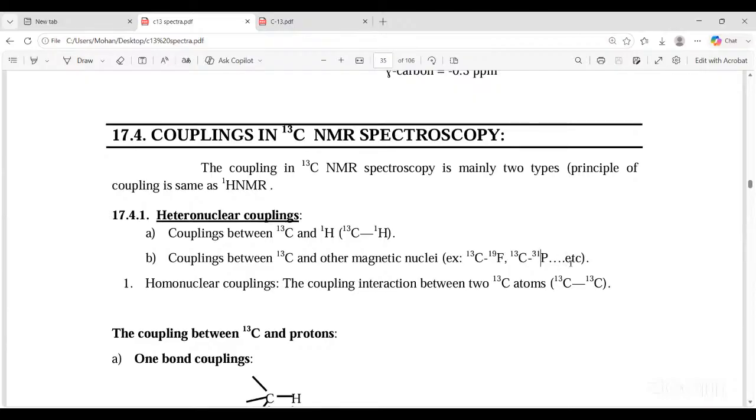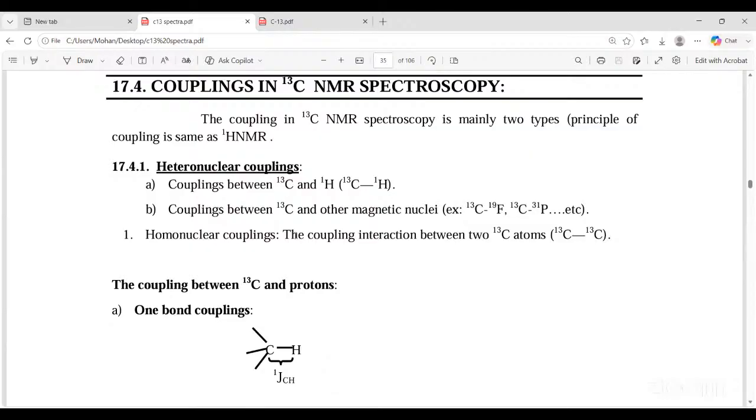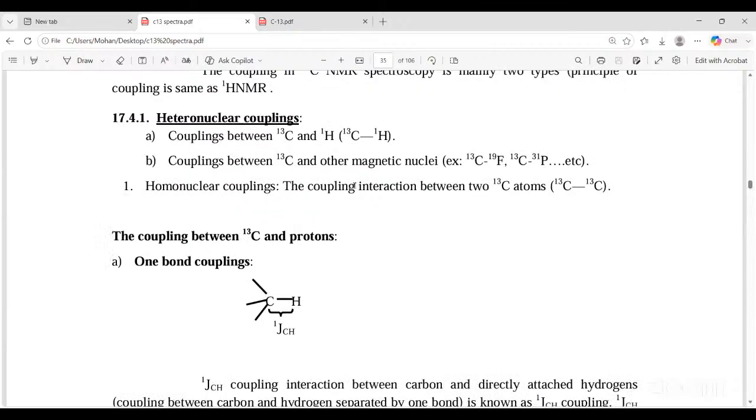And when it is attached to nitrogen, for example, then you can see the C13 and N15 couplings here. So based on the nuclei attached to that particular carbon, we classify the kinds of heteronuclear couplings, right? And homonuclear couplings generally involve the coupling between C13 and C13 here. Generally, homonuclear couplings in the carbon 13 spectra are very less common.